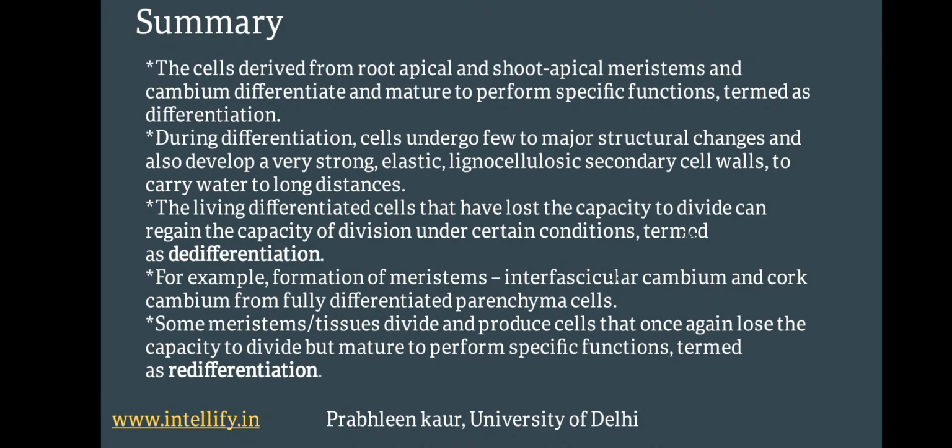The cells derived from the root apical and shoot apical meristems and cambium differentiate and mature to form specific functions, that is differentiation. During differentiation, cells undergo few to major structural changes and also develop very strong elastic lignocellulosic secondary walls to carry water to long distances. The living differentiated cells that have lost the capacity to divide can regain the capacity of division under certain conditions, and this is the process of dedifferentiation. A very common example is interfascicular cambium and cork cambium.